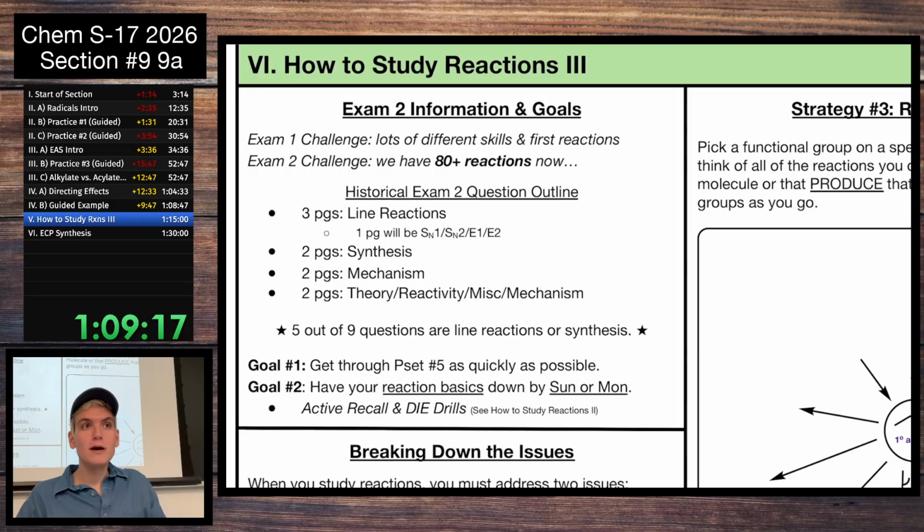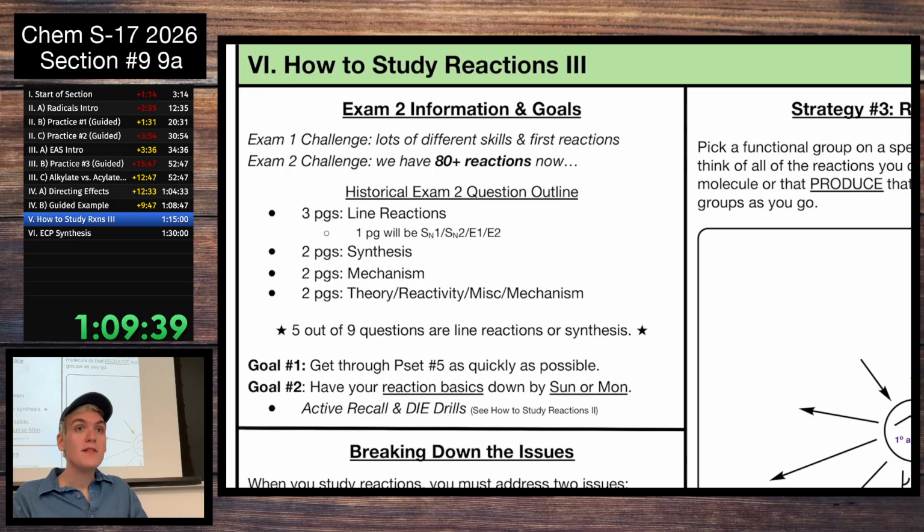The challenge for exam 1 was you had a bunch of different skills and also baby's first reactions, what are reactions, doing your first little baby synthesis. Now the challenge is you have 80 plus reactions. So there is this big volume game. This is historically what the exam 2 outline has been, and I think that we're going to keep it. It's exactly what the practice exam outlines are.